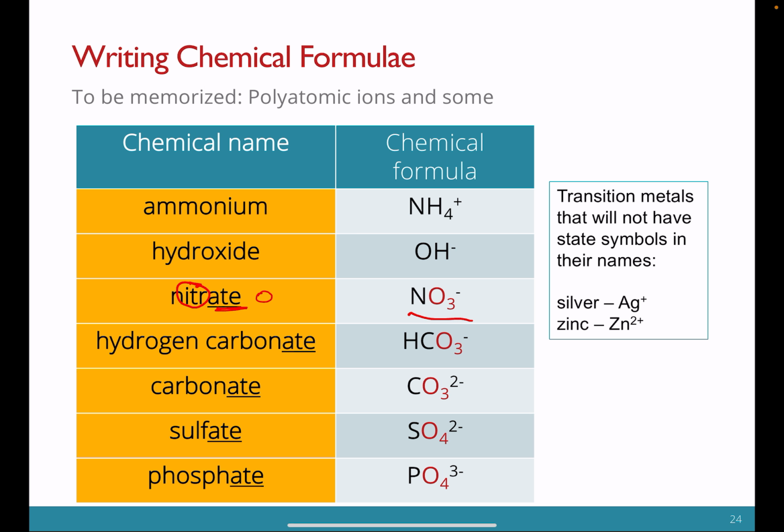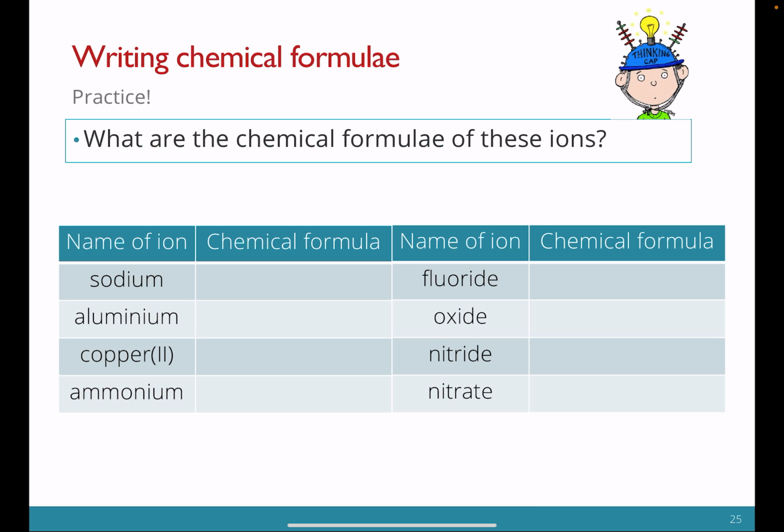Now it's difficult for you to deduce what's the charge of the ion as well as the number of oxygen atoms, hence there's no easy way but to memorize this. For some transition metals, they may not have an oxidation state in their name. For instance, we have silver and zinc. You will need to memorize the charge of silver and zinc as it will not be shown in their name.